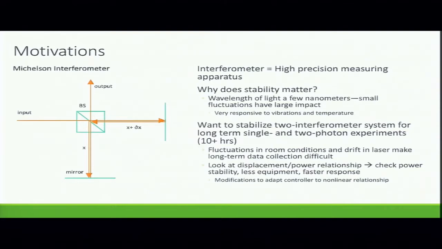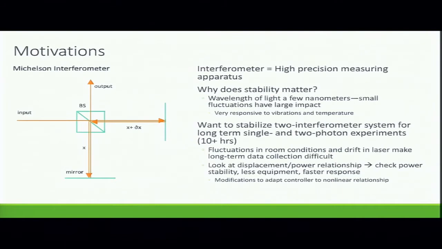We're using the PID loop to stabilize a Michelson interferometer in this project. Stability is really important in interferometric systems because they're so sensitive and the wavelength of light is so small, so any fluctuations in environmental temperature can yield large changes in interference.